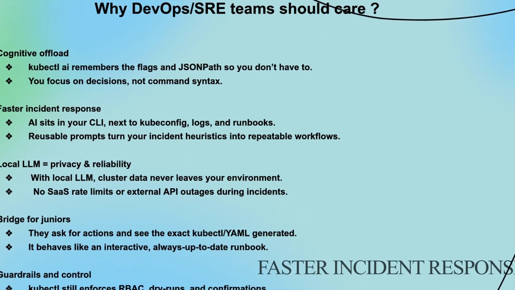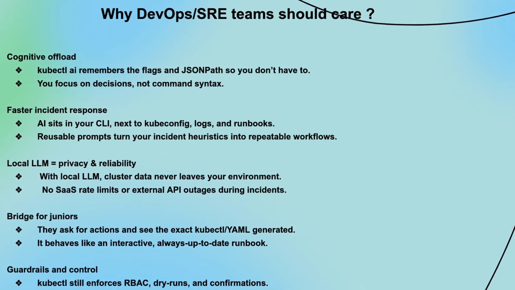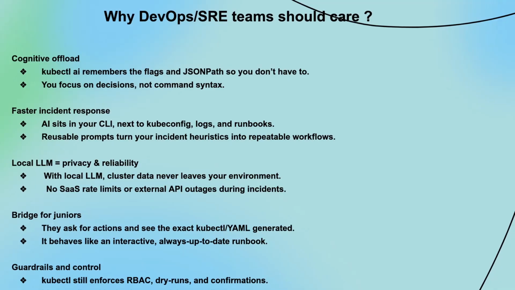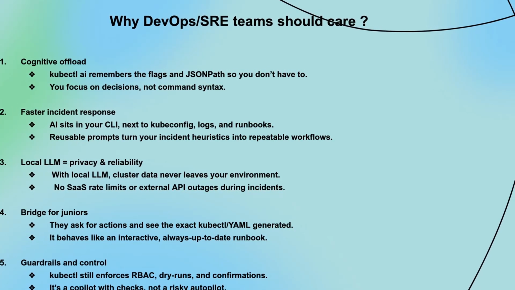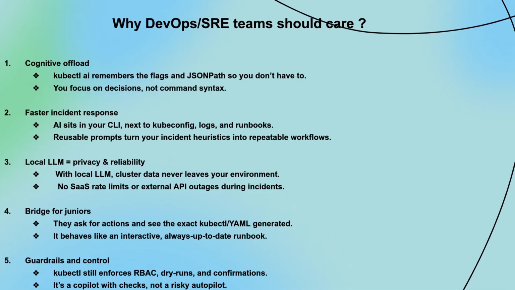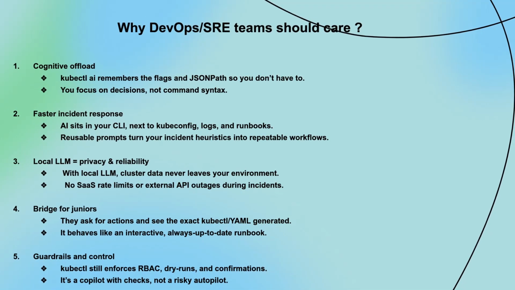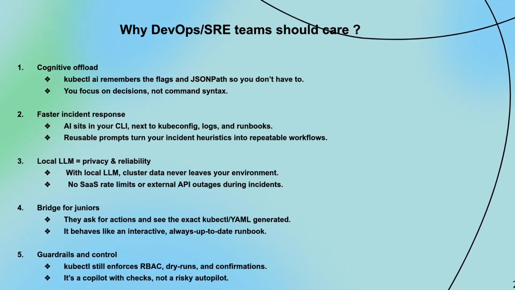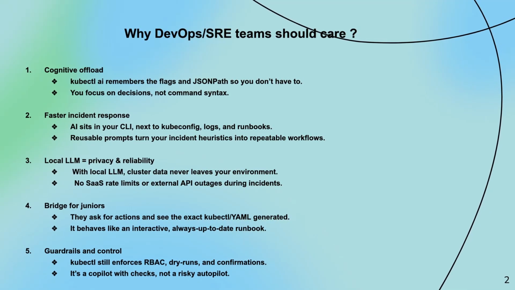During an incident, we don't want to jump between 10 tools and dashboards. kubectl-ai lives directly in our terminal right next to our kubeconfig, logs, and runbooks. We can encode our usual incident playbooks as prompts and reuse them. The result is less time clicking around and more time actually fixing the issue, which directly reduces our incident length.